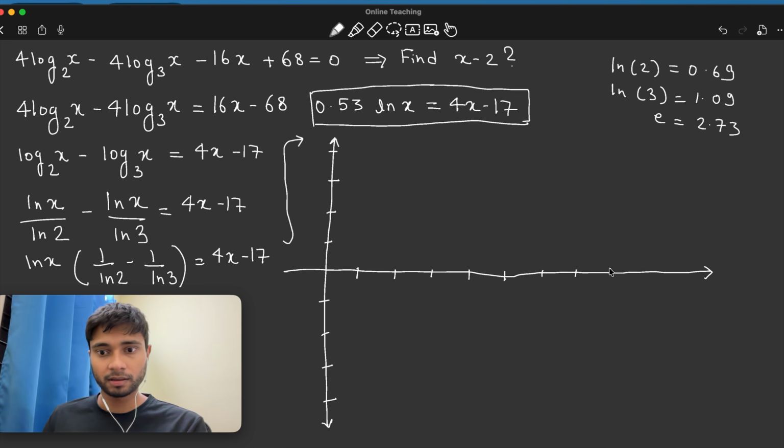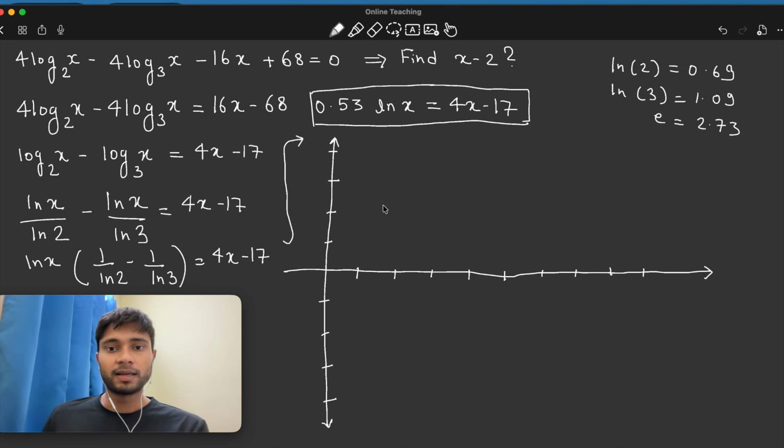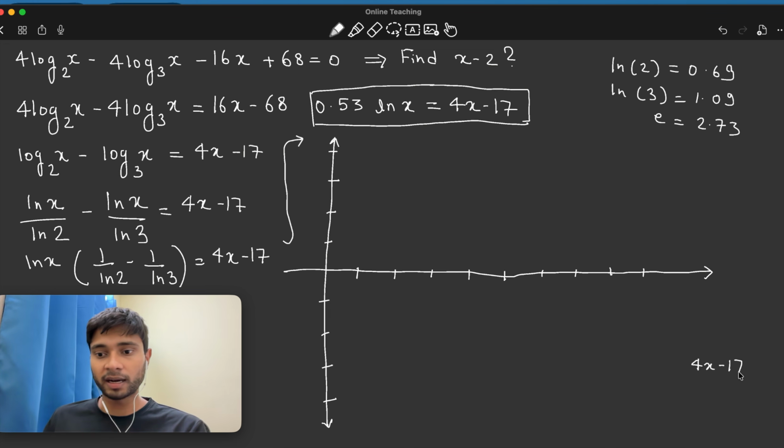7, 8, 9. Okay, cool. Let's start with 4x minus 17. This is a simple linear equation.